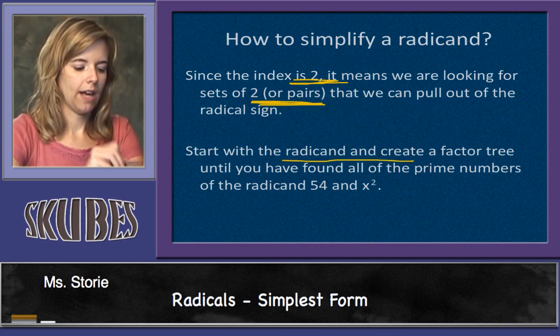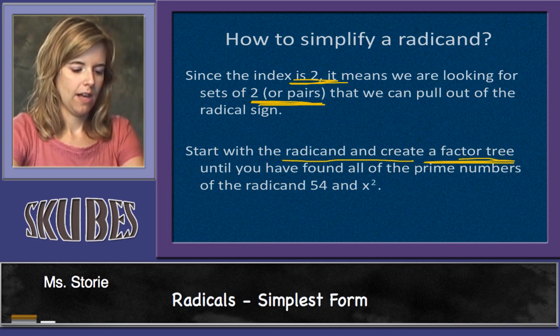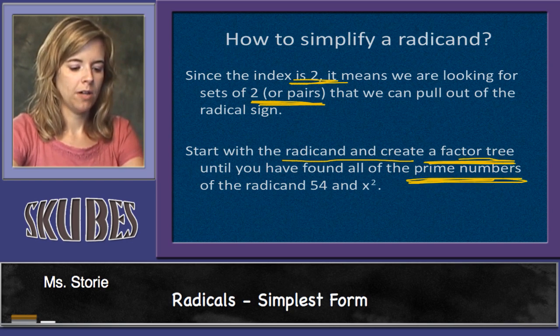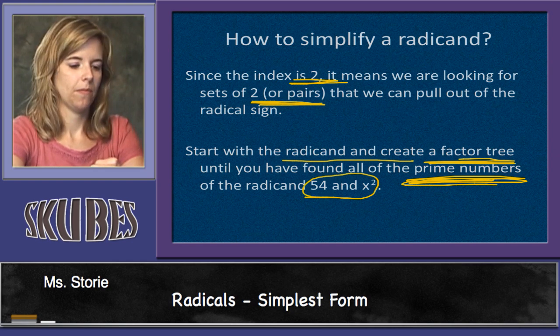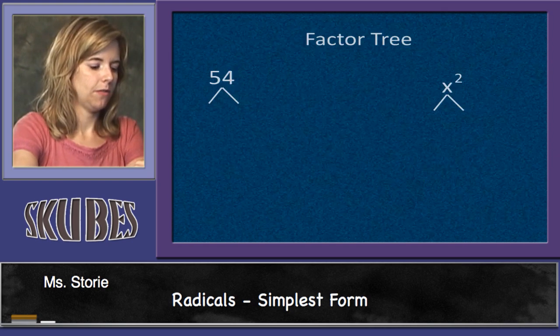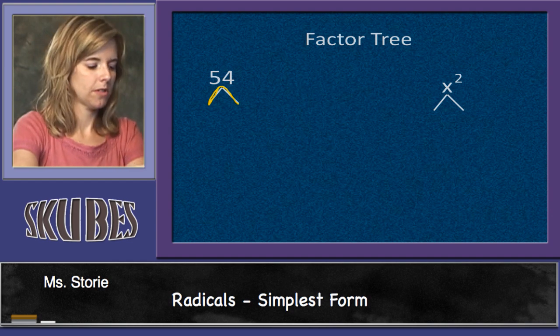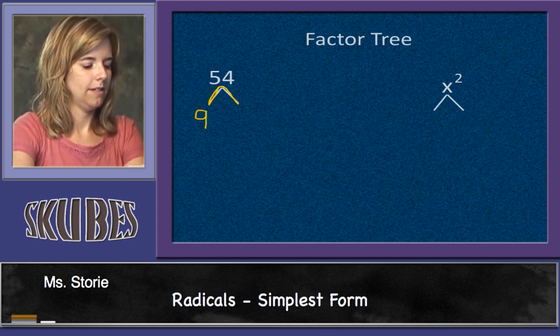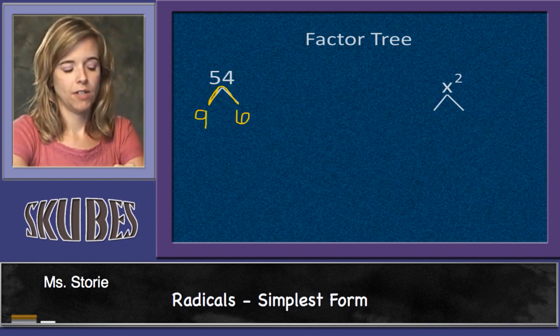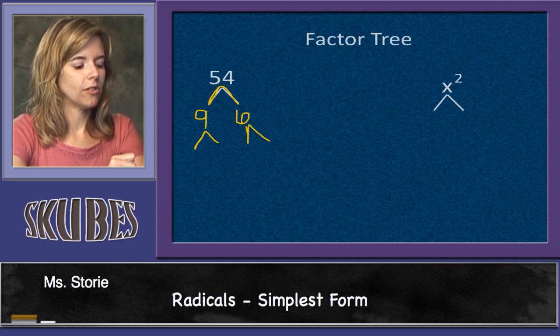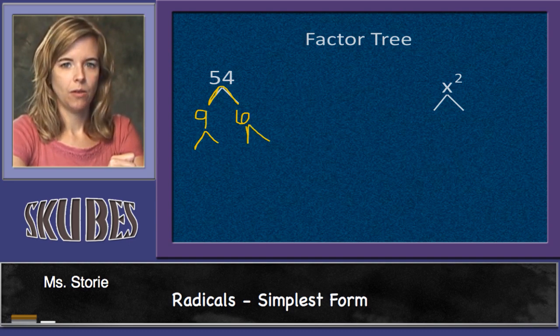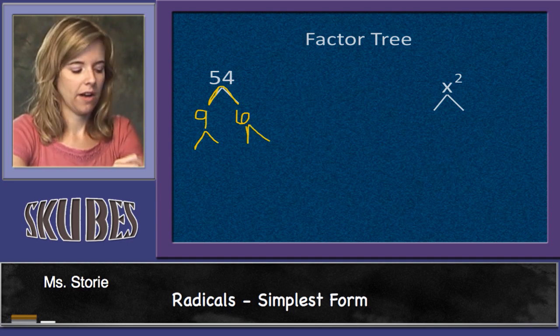So let's start with the radicand and create a factor tree until we found all the prime numbers of the radicand of 54 and the x squared as well. So let's take 54 first. Let's break it down into prime numbers. 54 you can break 9 times 6. And you could have done it with 2's or however you wanted to, but whatever you do, as long as you get down to the actual prime numbers at the end, it's going to be correct.